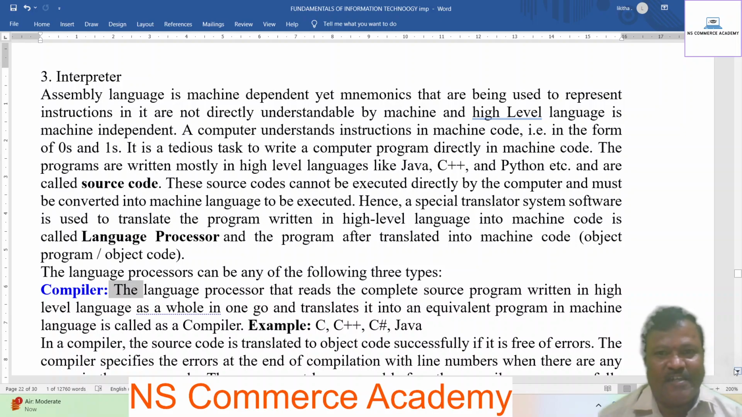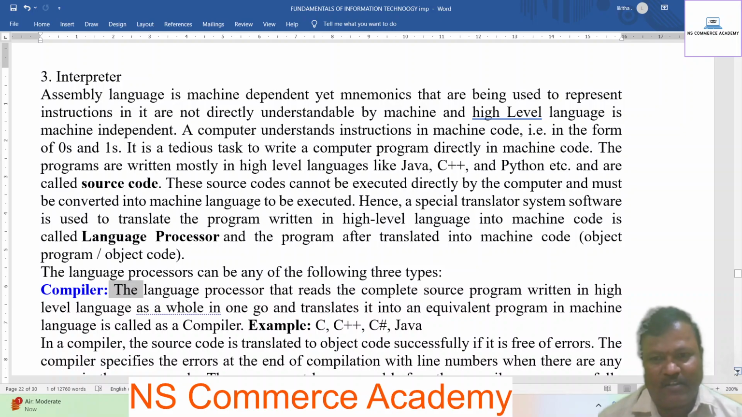A computer understands instructions in machine code that is in the form of zeros and ones. It is a tedious task to write a computer program directly in machine code. The programs are written mostly in high-level languages like Java, C++, and Python, etc., and are called source code. These source codes cannot be executed directly by the computer and must be converted into machine language to be executed.